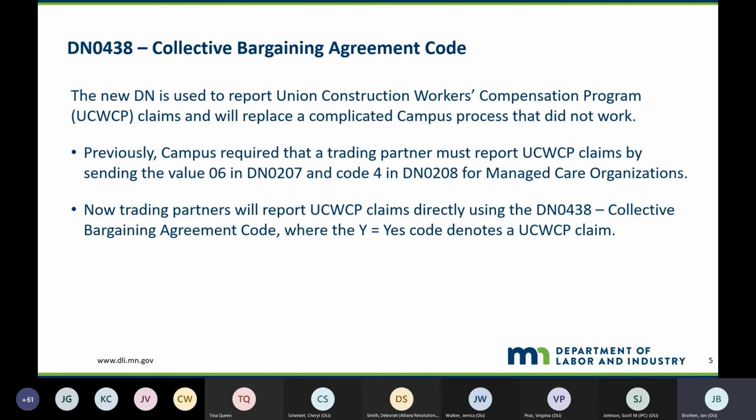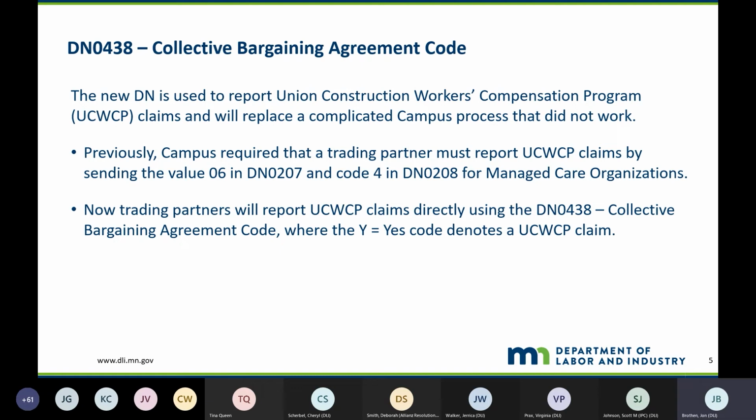So first, the collective bargaining agreement code. Now this is a code that was pretty much developed for usage for Minnesota, but it does kind of have a generic flavor to it. If you just looked at the DN, you might think, wow, this just means any employee who happens to be in a union, I should send this code. That's not the case for Minnesota. The collective bargaining agreement code is specifically used for a very unique program called the Union Construction Workers Compensation Program, or what we always like to call the UCWCP for an acronym. As we know in work comp, we all love acronyms.